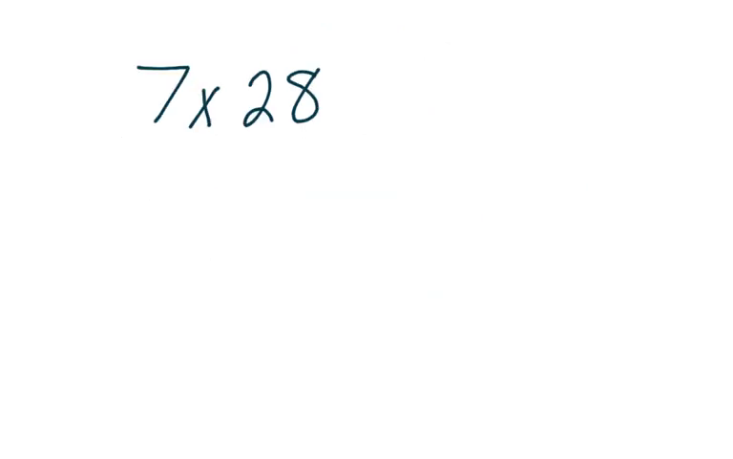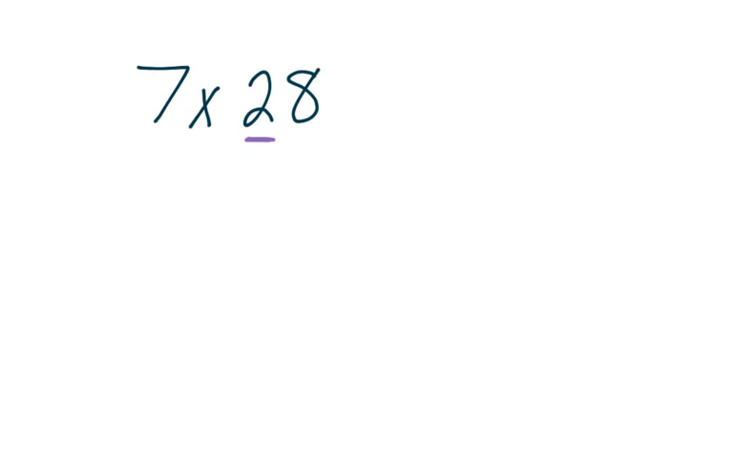Here we see 7 times 28. Now, we're not actually going to solve to find the actual product for this problem or for any of the problems that we're doing. All we're going to do is round our larger number, and then multiply. So for 7 times 28, we're not going to be multiplying 7 times 28. Instead, we're going to look at our larger number, which is the number 28, and we're going to round to our greatest place value. So in this number, our greatest place value is the tens place.